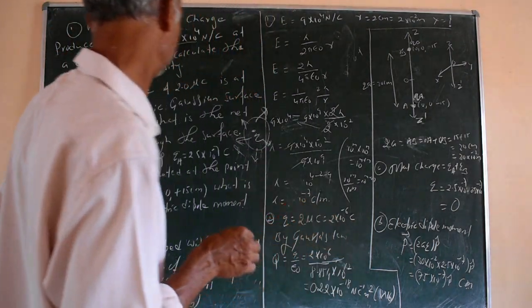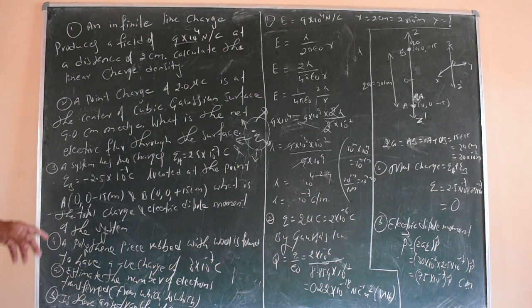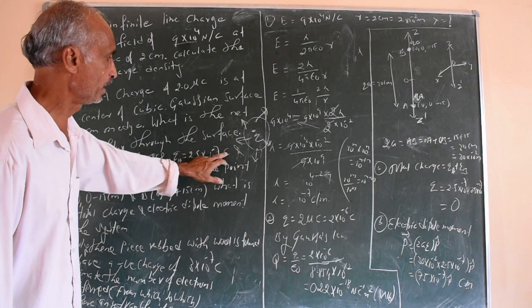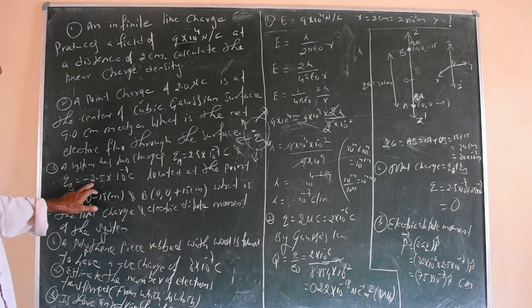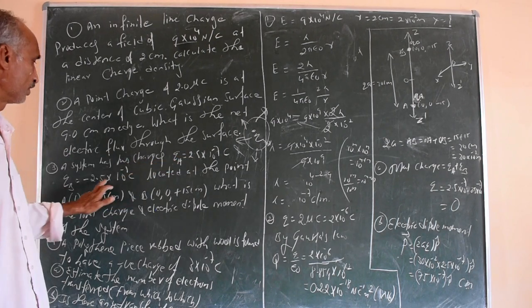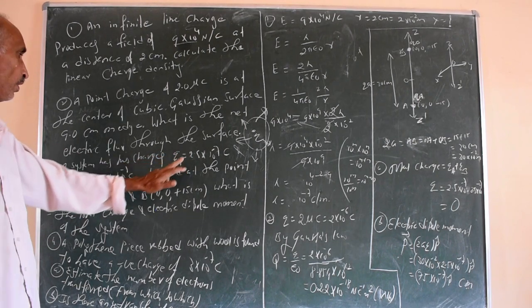Okay, before that, here is the third problem. Let us take that one later on. A system has two charges: QA is equal to 2.5 into 10 raised to minus 7 coulomb, and QB is equal to minus 2.5 into 10 raised to minus 7 coulomb, two equal and opposite charges, plus 2.5 and minus 2.5.